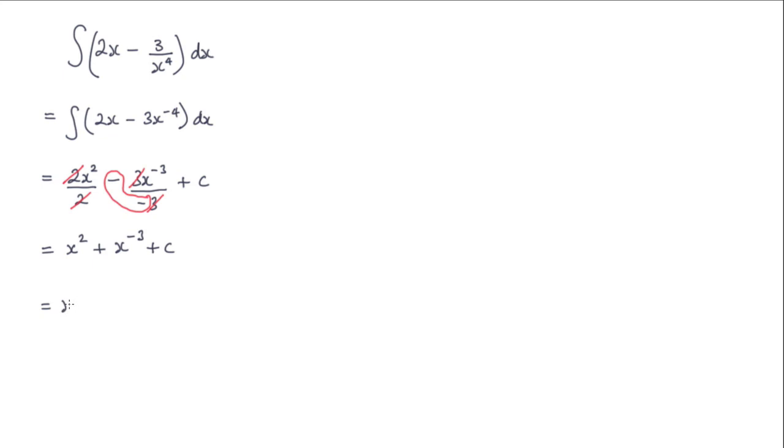And the last step is to take this second term and again write it with the positive index, in other words, 1 over x cubed, plus the constant of integration.